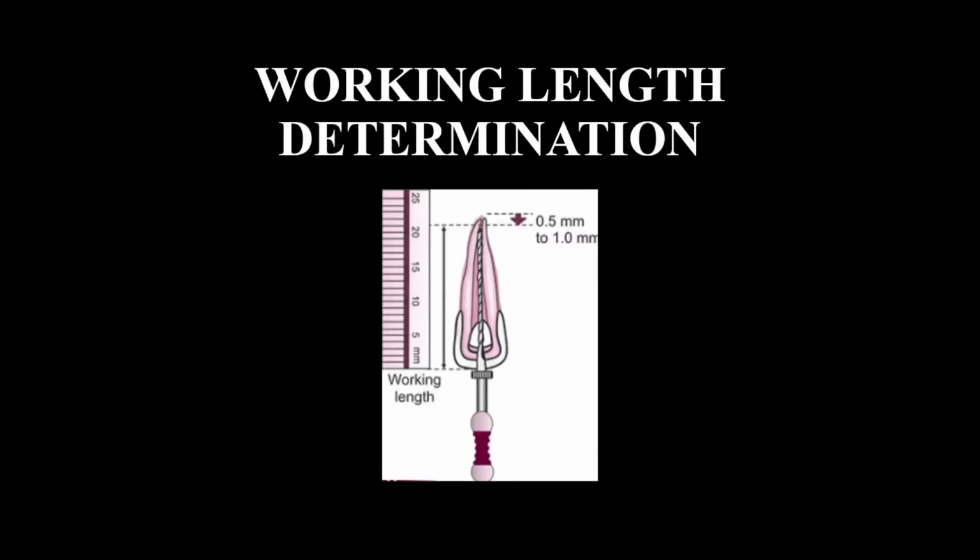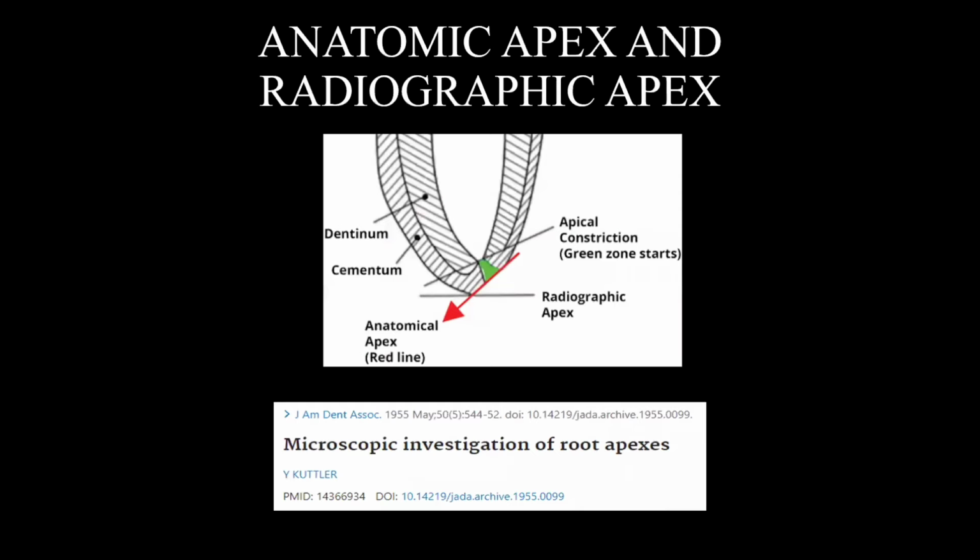Coming to working length determination, we have to consider some classic papers such as that of Kuttler in 1955. Kuttler very eloquently described the difference between the apical constriction and the apical foramen. The apical foramen is what we commonly experience when we look at a radiograph and try to determine whether or not the file is at the right length.